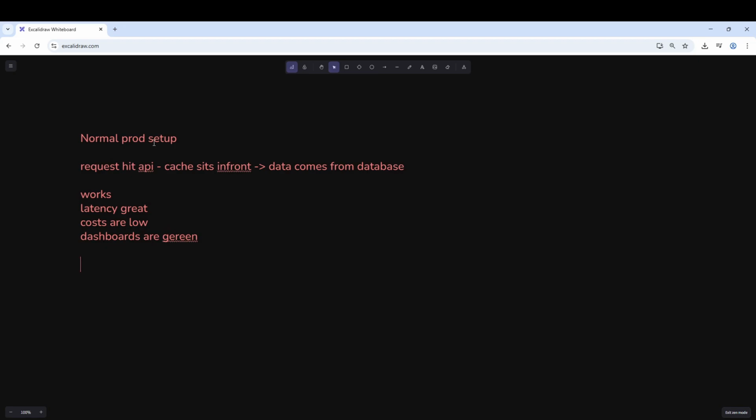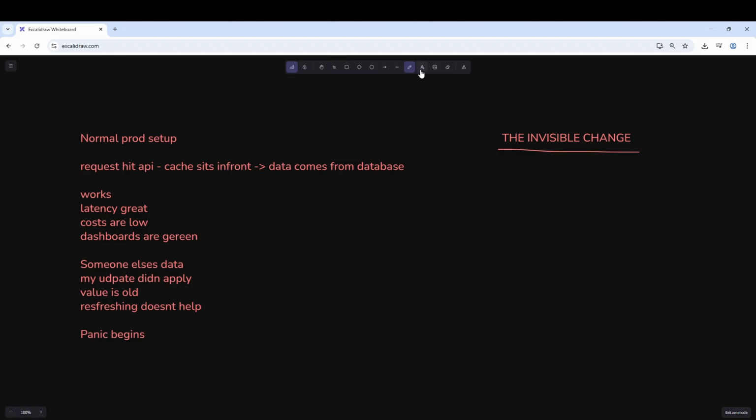Until one day, users start reporting, saying, I see someone else's data. My update didn't apply. This value is old. Refreshing doesn't help. This is where real panic begins.